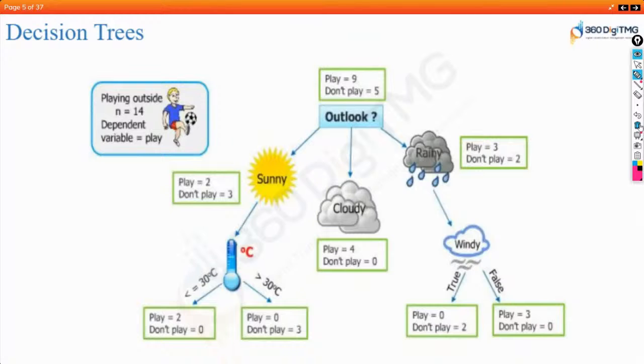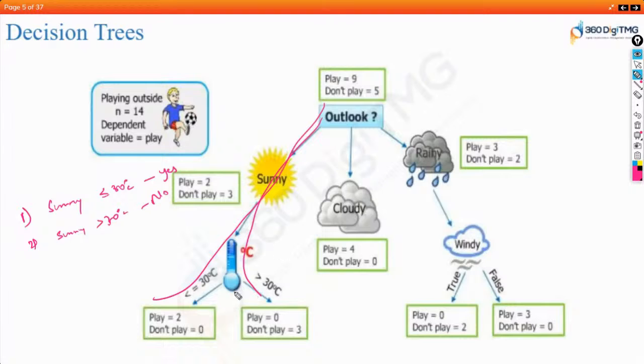So we are creating this tree-like diagram and generating rules. The first rule that we write is: if the outlook is sunny and the temperature is less than or equal to 30 degrees, then allow them to play. If the outlook is sunny but the temperature is greater than 30 degrees, then do not allow the kids to play. So that is one rule, 2 rules.